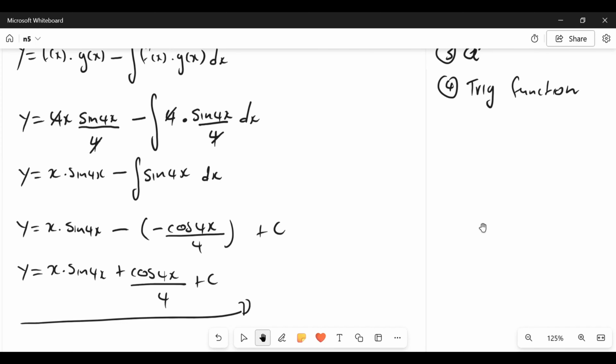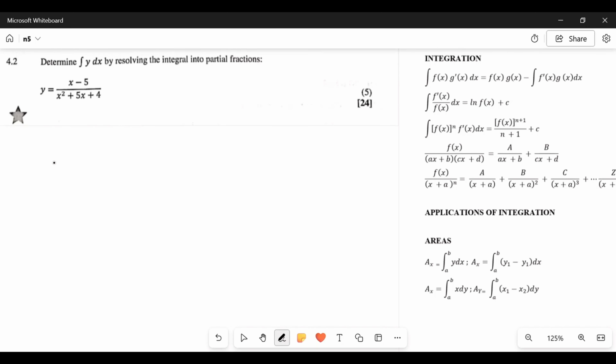All right, people, we are done with 4.1.6. Let's go and do the last question. All right, guys, here's our 4.2. Again, 4.2, they are given as a statement there. They say determine the integral of y dx by resolving the integral into partial fractions.